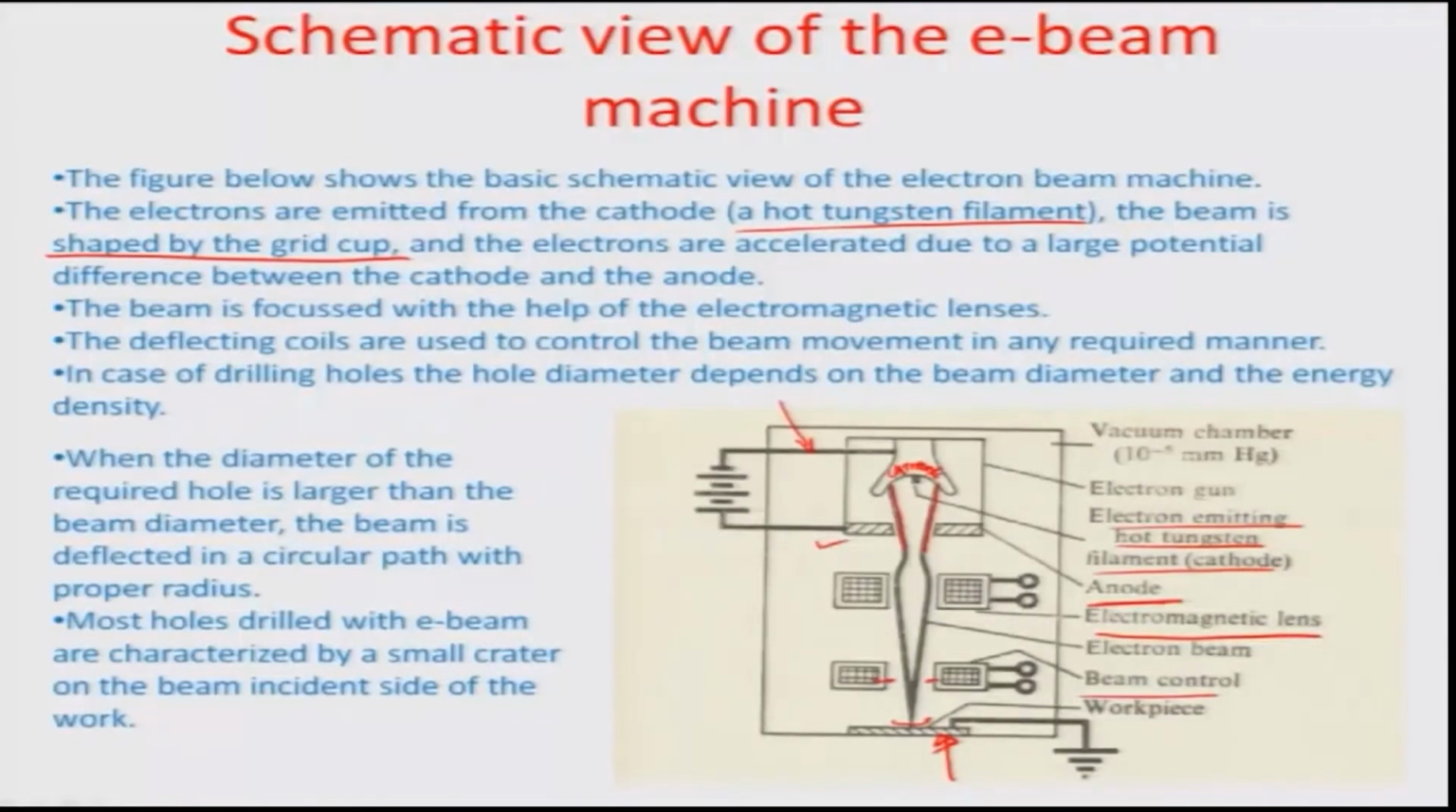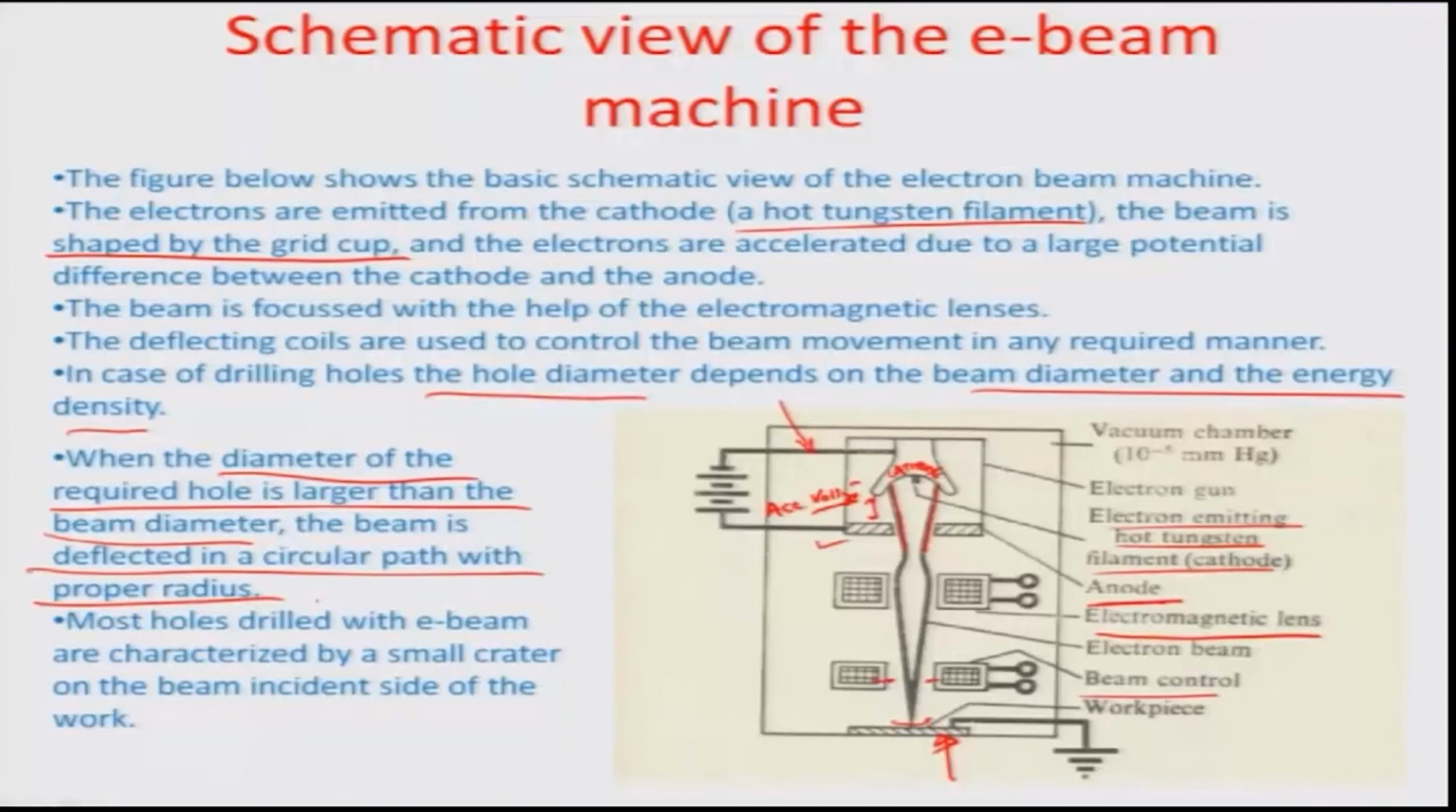So, in case of drilling holes, the hole diameter depends on the beam diameter and the energy density that you are plugging in, and this accelerating voltage here which really depends on the cathode anode difference of potential. So, this is the beam accelerating voltage. This is a very critical component which determines the extent of machining that can happen with the electron beam that has been produced. So, obviously, when the diameter of the hole is larger than the beam diameter, the beam has to be deflected in a circular path, so that the whole radius can be machined on the workpiece surface.